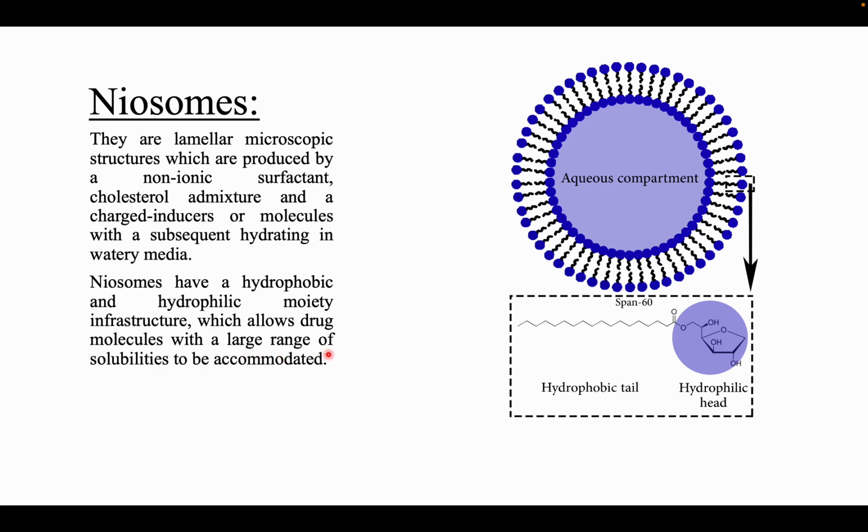So niosomes have hydrophobic and hydrophilic moieties in their structure, as you can see, which allows drug molecules with a large range of solubilities to be accommodated. That is, if we are going to load different types of drugs, like lipophilic drugs and hydrophilic drugs, we can easily load such drugs on niosomes.